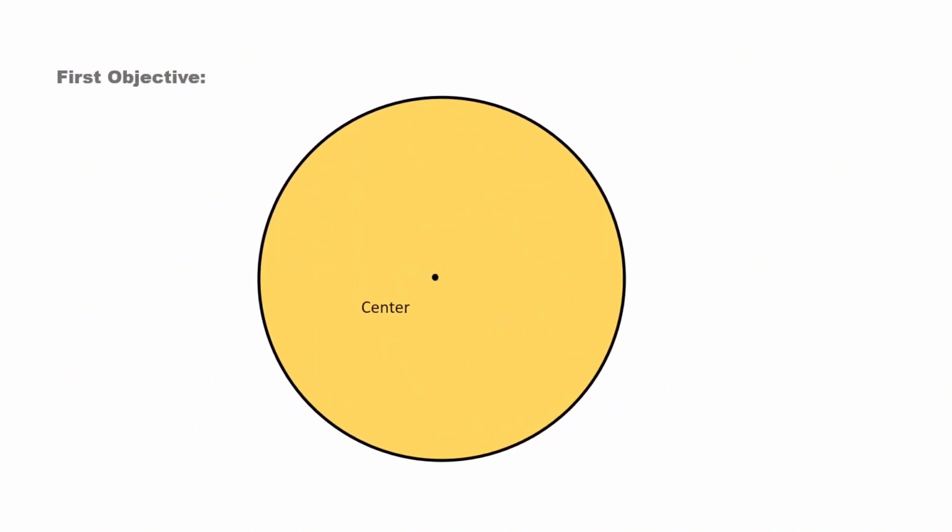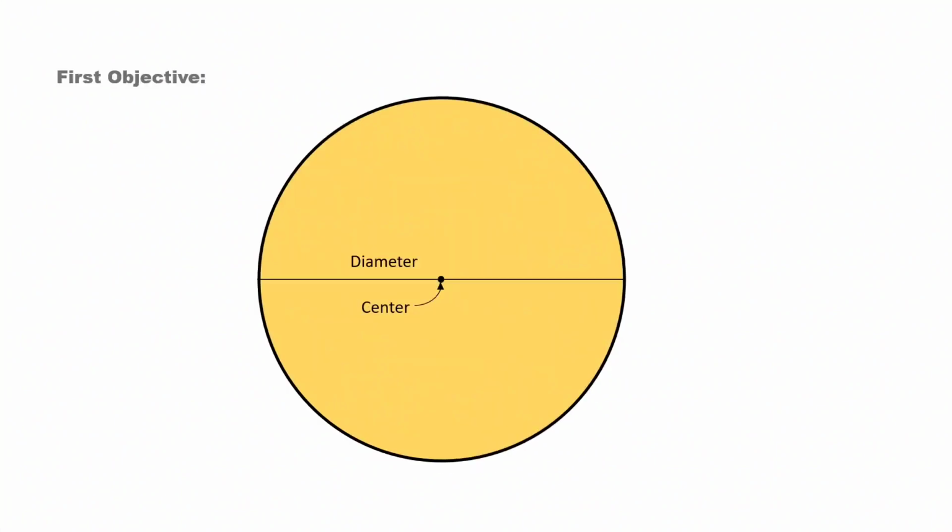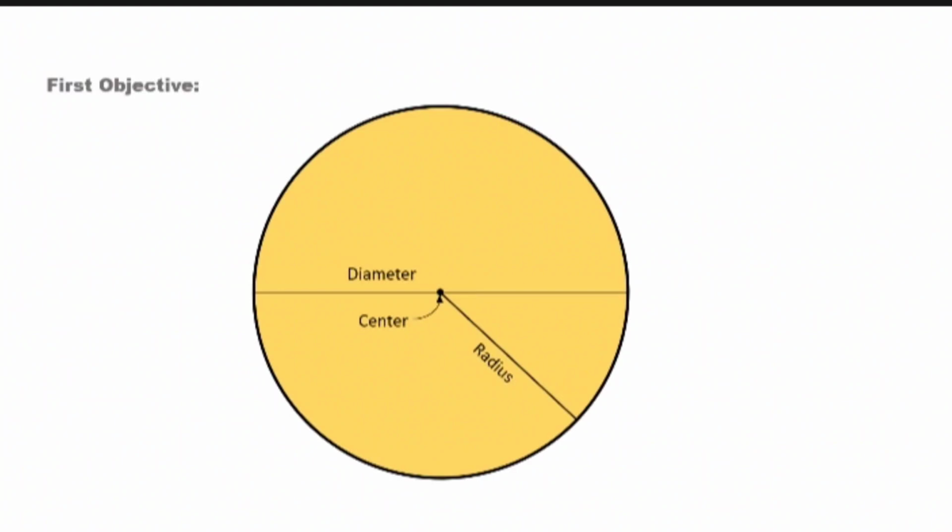First is center. The center is the point inside the circle from which all points on the circumference are equidistant. It's like the circle's heart. Next is diameter. The diameter is a straight line passing through the center of the circle, connecting two points on the circumference. It's precisely twice the length of the radius. Next is radius. The radius is the distance from the center of the circle to any point on its boundary. We commonly denote it by the letter R.